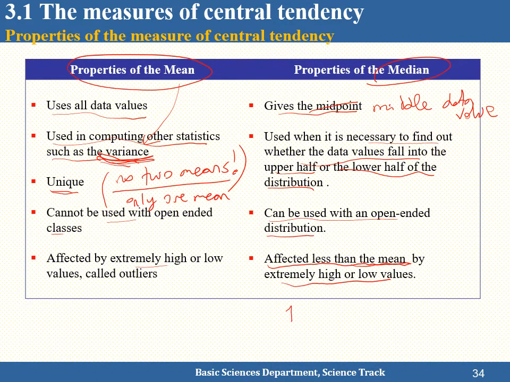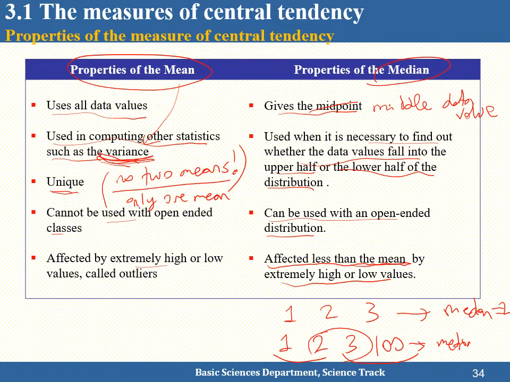Okay, let's compare it. 1, 2, 3. What is the median here? The median is 2, right? Because it's in the middle. So when you put here 2, 3, and 100, with one extremely high value, you divide it into two parts, so the middle numbers will be 2 and 3, and the median becomes 2.5. As you see, extremely high or low values might not affect the median that much.